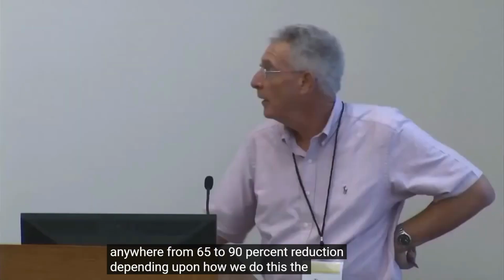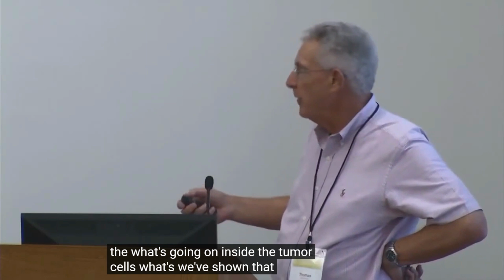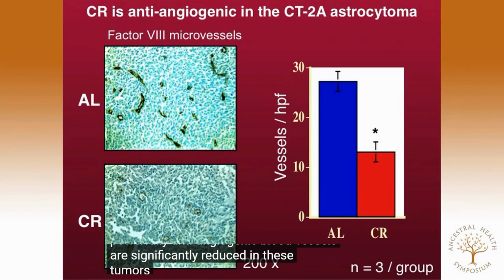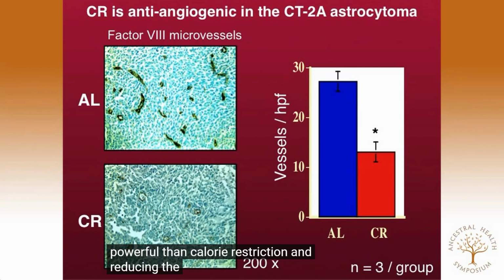The important thing is what's going on inside the tumor cells. We've shown that this is powerfully anti-angiogenic. Blood vessels are significantly reduced in these tumors. You hear about all the anti-angiogenic therapies. There's nothing more powerful than calorie restriction in reducing the vascularization of the tumor. It's also pro-apoptotic.